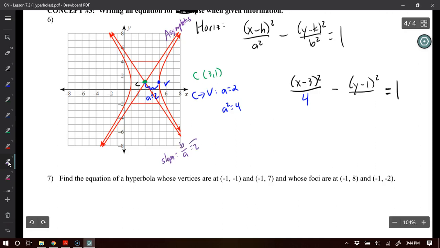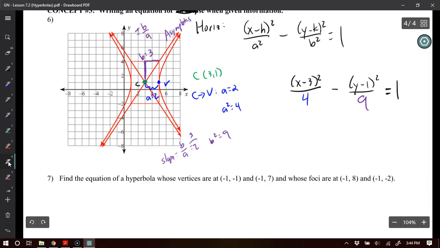So if I look at my rise, I'm going up 1, 2, 3 units. To the right 2, I mean, that's my slope to get that asymptote. And the slope for a horizontal hyperbola is plus or minus b over a. So I can use that box and see that my b value is 3 on it. So based off of this, my b value is 3, so then b squared is 9.